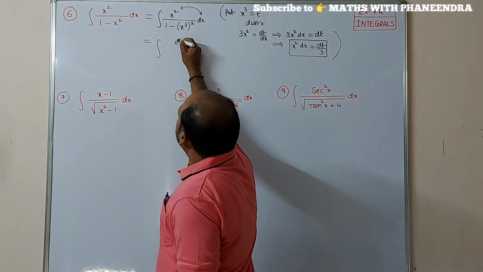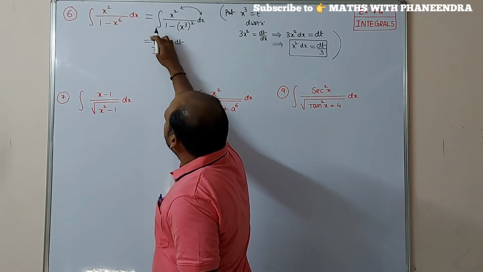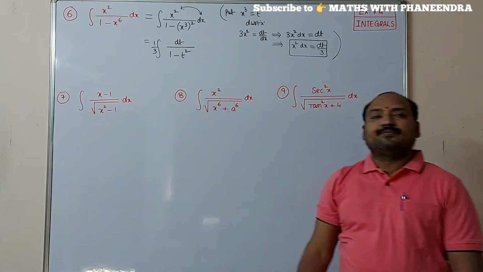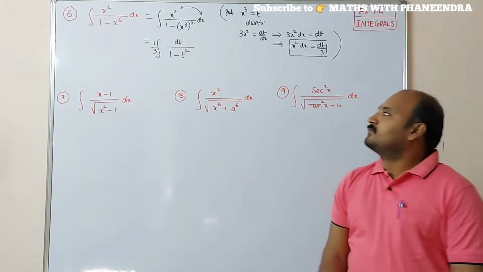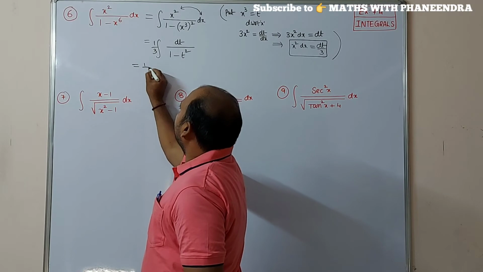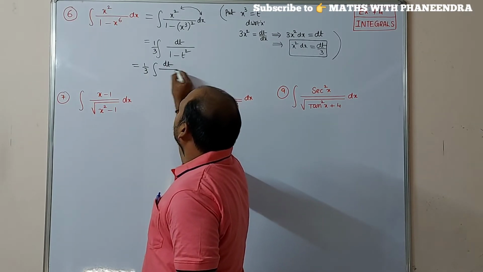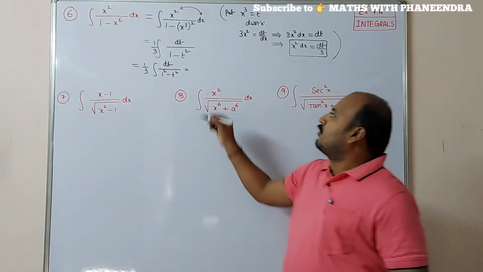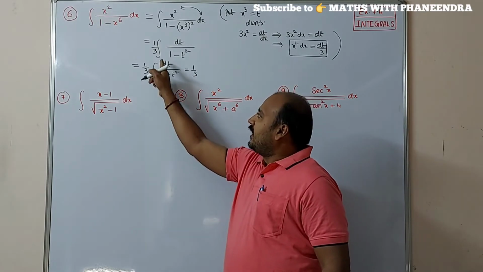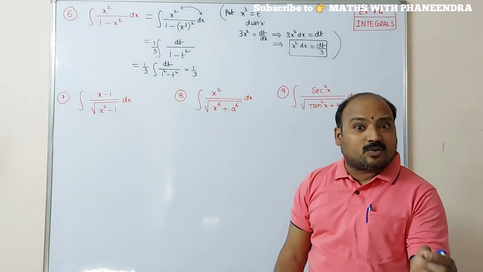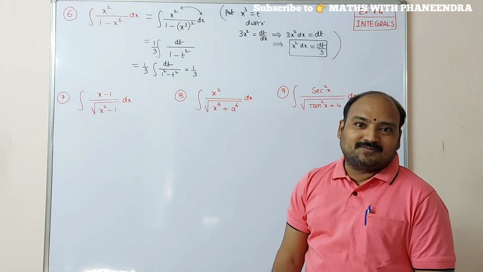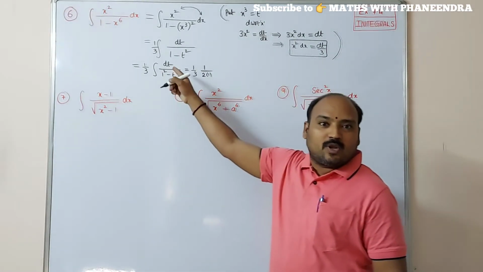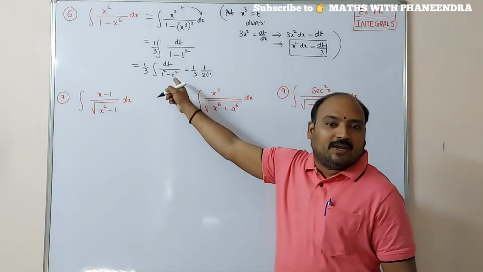So dt by 3 means 1 by 3 by 1 minus t square. I hope everyone understands. Which is equal to 1 by 3 integral dt by 1 can be written as 1 square minus t square, which is equal to. It is in the form of integral 1 by a square minus x square. A square minus x square. 1 by 2a. A value is what here? 1. A square means a is equal to 1. X is equal to t here.